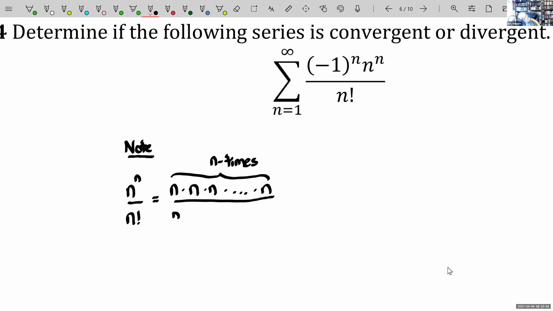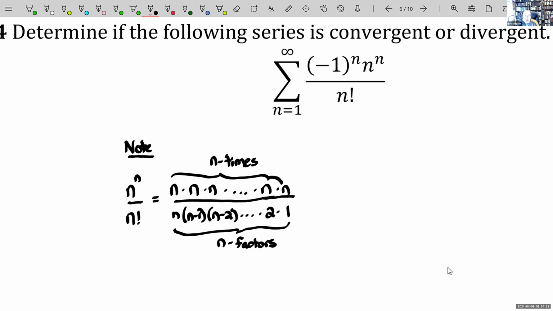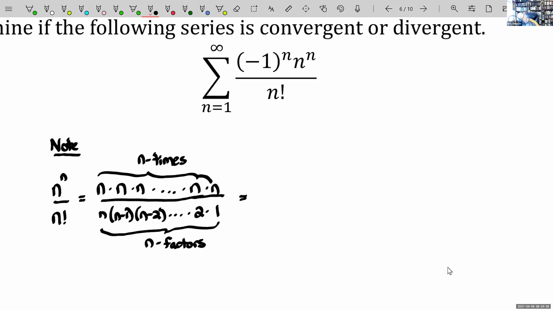In the denominator, we have n times n minus 1 times n minus 2, dot, dot, dot, all the way down to 2 and then 1. And by the way, downstairs, if you count 1, 2, 3, 4, and so on and so forth, there are n factors here. So there are n factors in the numerator, n factors in the denominator, so we can break them into n fractions. n over n, n over n minus 1, n over n minus 2, dot, dot, dot, n over 2, n over 1. I hope that makes sense, right?